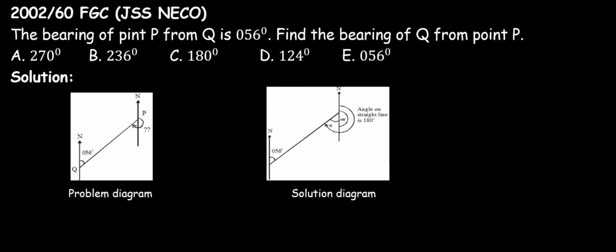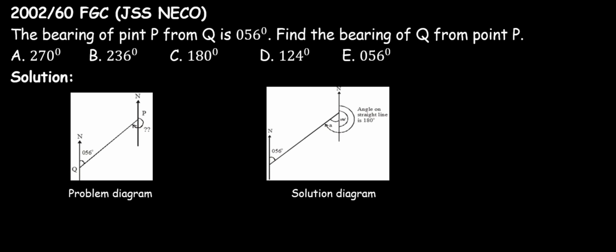Another example. The bearing of point P from Q is 056 degrees. Find the bearing of Q from point P. Solution. From the two diagrams presented, we have the problem diagram, which shows the bearing of P from Q, which is 056 degrees. Now, the solution diagram is drawn to show the bearing of Q from P.